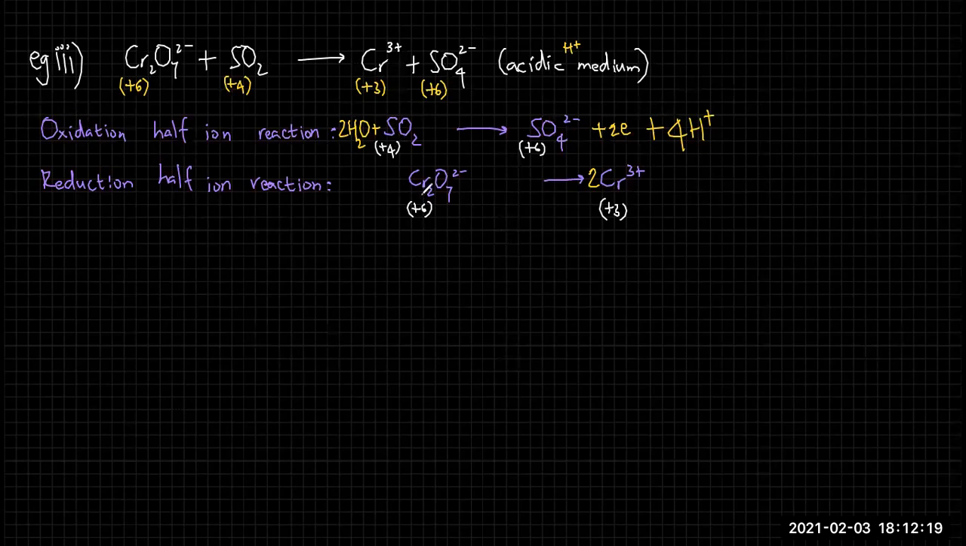And chromium, from plus 6 to plus 3, each chromium atom will do that. So each chromium atom is gaining 3 electrons because this is a reduction reaction. Oxidation number is reducing. So if one chromium atom is gaining 3 electrons, 2 chromium atoms must have gained 6 electrons. Right. So now electrons are balanced. And then you have to balance oxygen. I have 7 on the left side. I have none on the right side. So I will put 7 water molecules. And then to balance hydrogen atoms, I have to put 14 H plus on the left hand side.